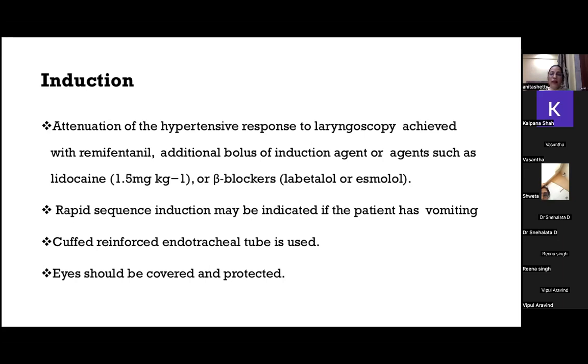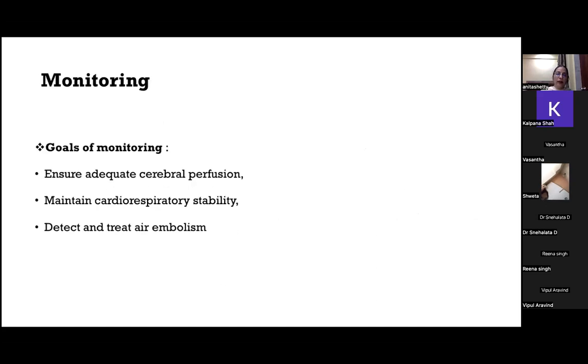If the patient has history of vomiting and delayed gastric emptying, then a rapid sequence induction should be used. In these patients, a non-kinkable cuffed pre-formed endotracheal tube is recommended, because if the head is rotated or there is extreme flexion of the neck, it's preferable to use a flexometallic tube. Eyes should be covered and protected.